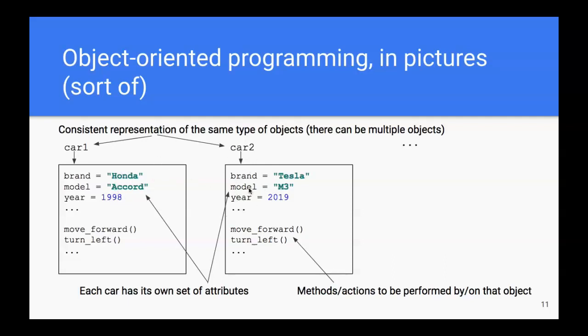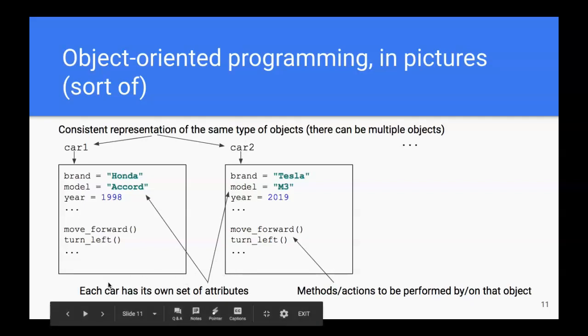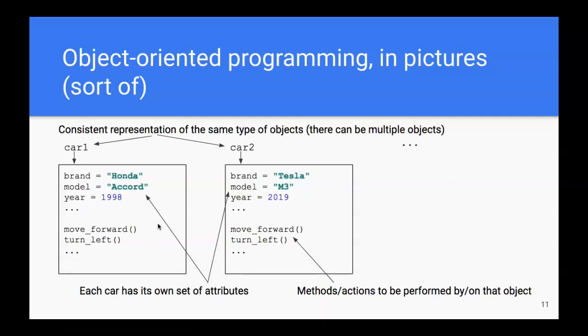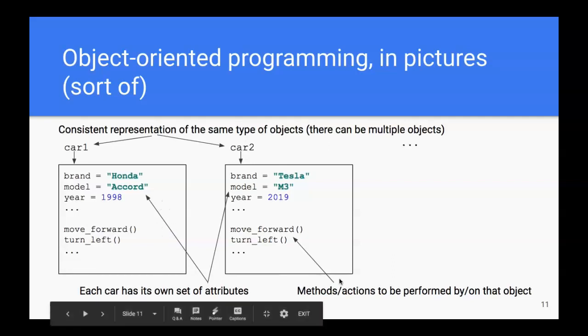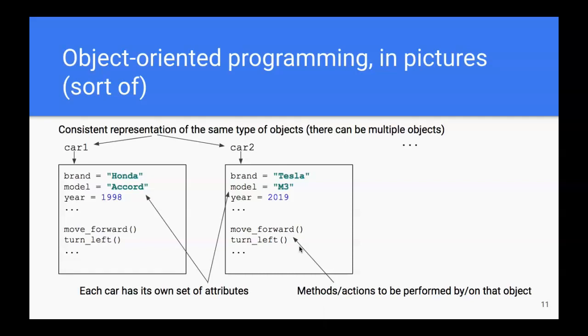However, the names of the attributes are consistent. So for the same type of object, we want consistent representations, even though we can have multiple objects of the same type. Each car object can have its own set of attribute values, and obviously the object itself can perform a bunch of actions. We're still in the overview of what an object is in programming, but this is getting closer to what will actually be in the code.